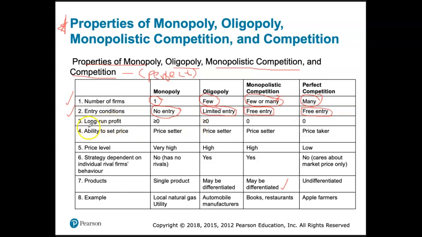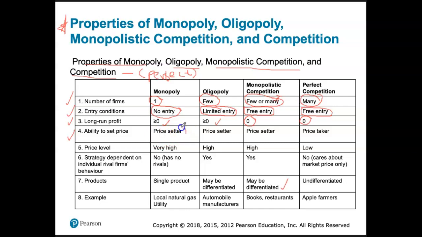Due to entry, we have row number 3, which is looking at the long run profit. The long run profit for monopolistic competition and perfect competition is basically 0, because so many firms come into the market to the point where it drives profits to 0. We need to look at the long run condition for the perfectly competitive firm, but just know that the long run profit for a perfectly competitive firm and the monopolistically competitive firm tends to be 0. Since you have only a few firms with a monopoly and oligopoly, their long run profits tend to be positive.